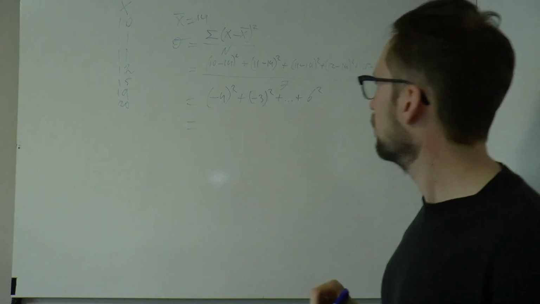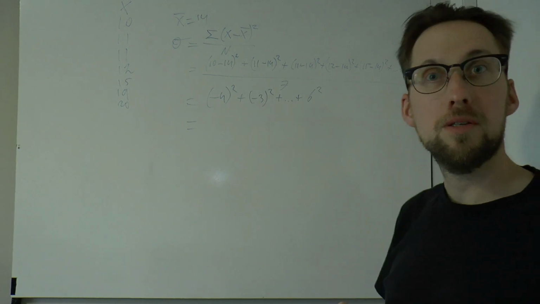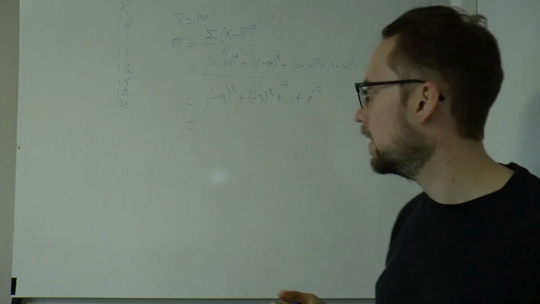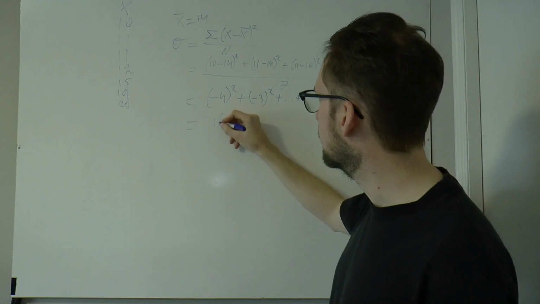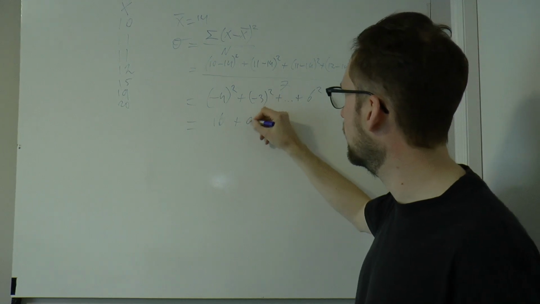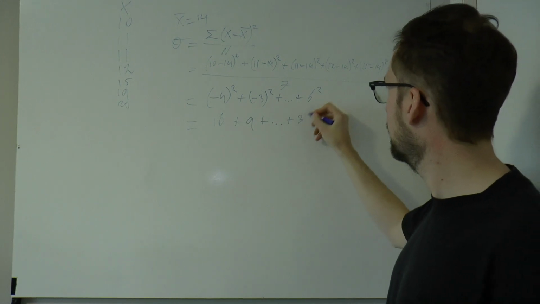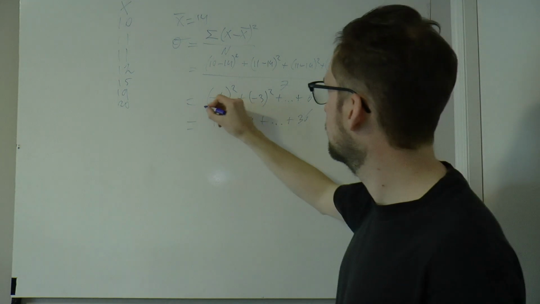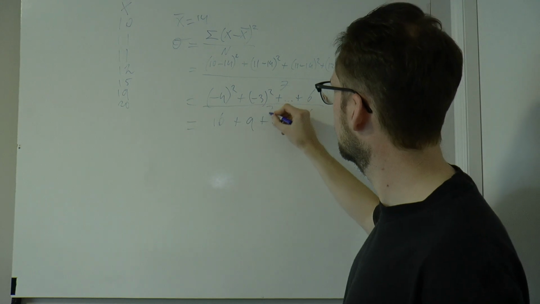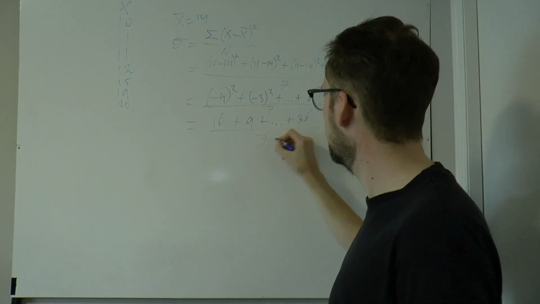Okay, now I go through these. I now have 7 of these terms to square, different scores to square. Minus 4 squared, that's 16, plus minus 3 squared, well, that's going to be 9, plus dot dot dot, plus 6 squared, that's 36. And let's not forget to divide. Okay, divide by big N.